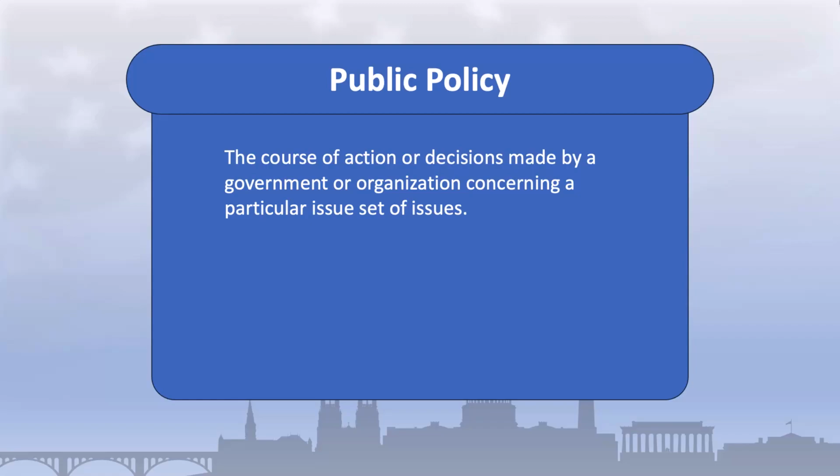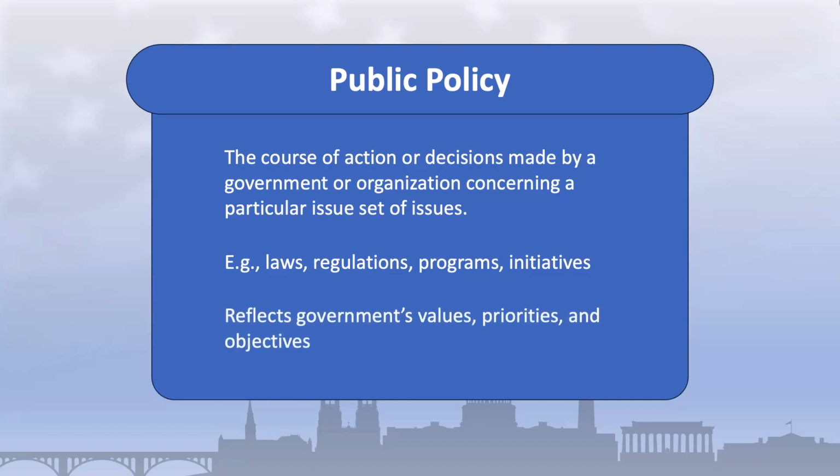It is a deliberate plan of action designed to address specific societal problems, needs, or goals, and can take the form of laws, regulations, programs, and initiatives, often reflecting the government's values, priorities, and objectives. The public policy process is usually divided into 5 distinct steps or stages, though in reality the various stages often overlap or movement between them can be uneven.